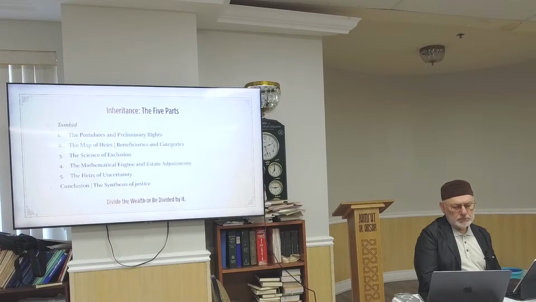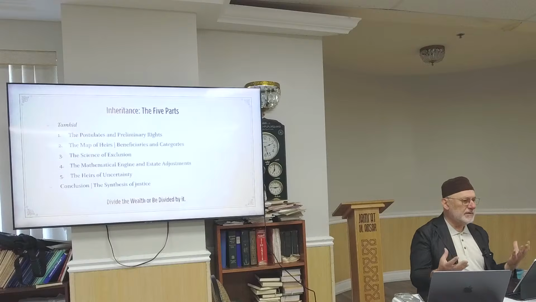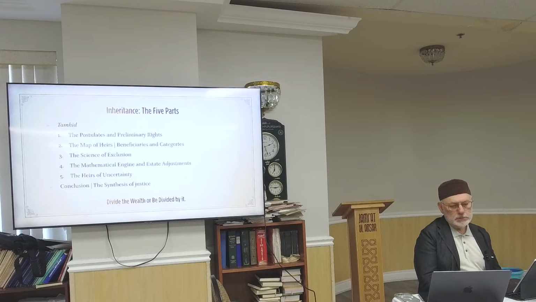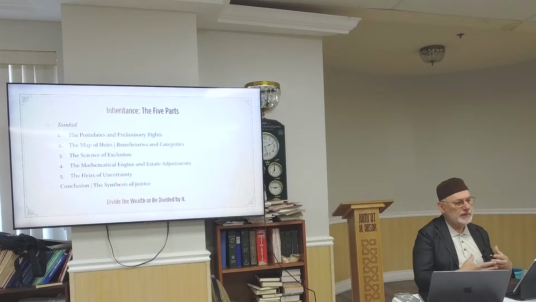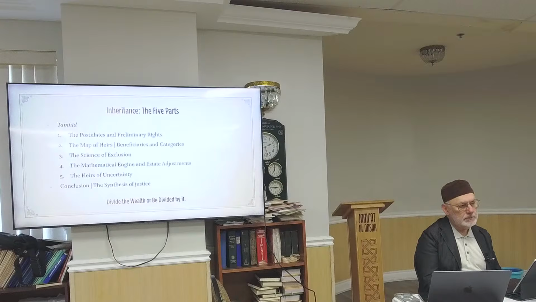So, in conclusion, there's a synthesis of fairness and justice that we want to get an appreciation for. And we want to divide the wealth and not be divided by the wealth. Some families divide the wealth, and some families take each other to court and sue each other and become divided because of inheritance.